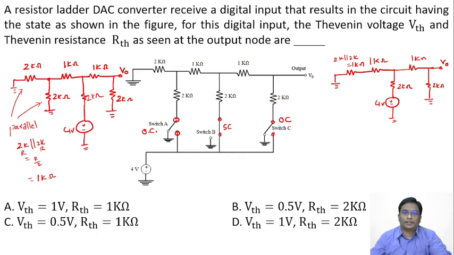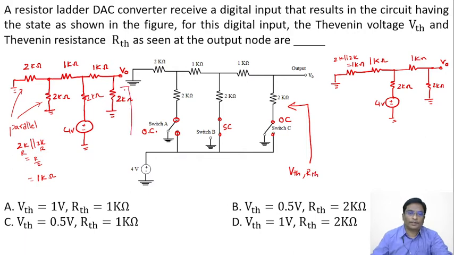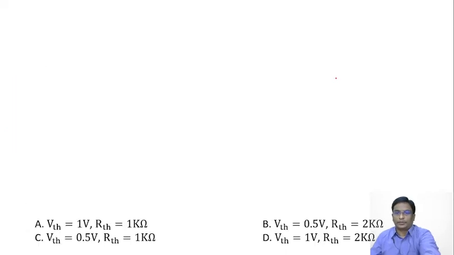They're asking us to determine the Thevenin voltage VTH and RTH as seen from the output node. If you look from this one, what is the VTH? What is the RTH? They're asking us to determine that. And right now, let us try to simplify this network. This 1K, 1K both are series. This becomes 2K. Let's move on to the next slide.